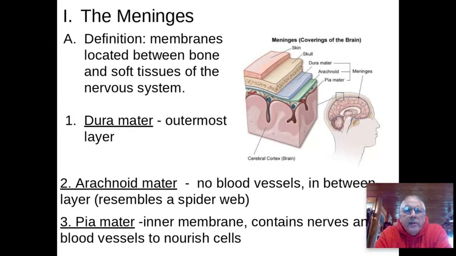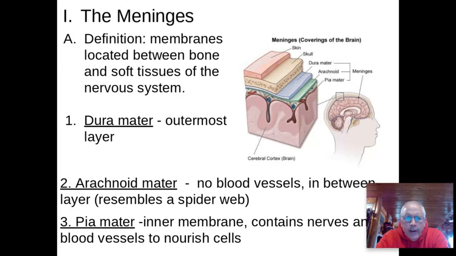So let's start with meninges. The meninges are basically membranes. You may have heard of something called meningitis, where these get swollen and can cause some very life-threatening situations, especially if it's bacterial. There's bacterial and viral meningitis, and that's why we call it meningitis. They're just membranes between bone and soft tissue, and basically we have three of them.